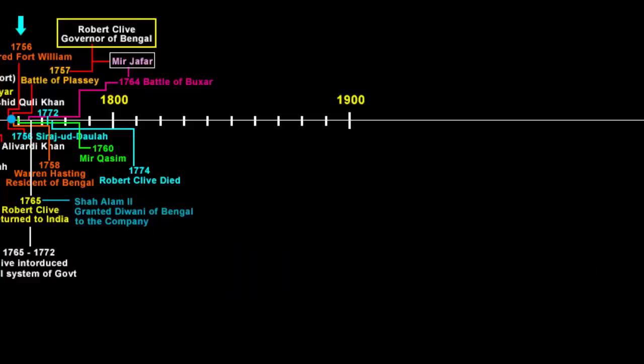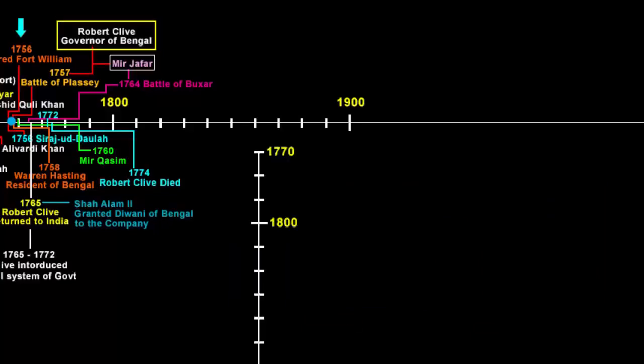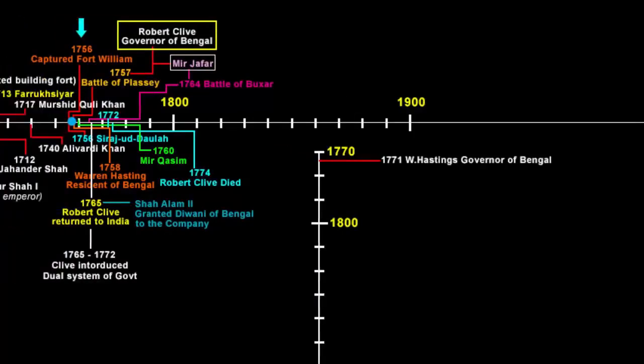Let me make a new timeline from here on so that everything looks clear. Warren Hastings became the Governor of Bengal in 1771. Before his arrival as the governor, the dual system of government was already there and it proved to be very defective and unsatisfactory. Remember the dual system of government that was introduced by Robert Clive in 1765 and it lasted till 1772? There was absolutely no justice during this time. The courts were the instruments of power.